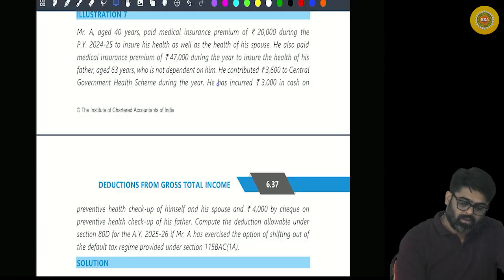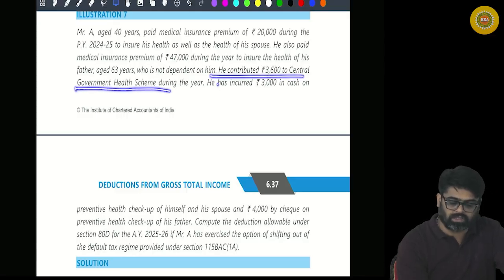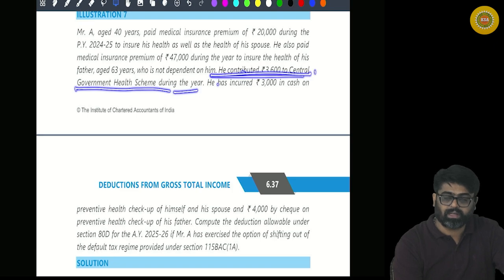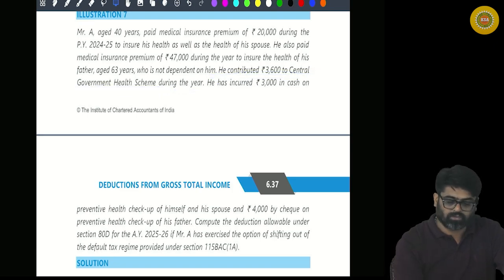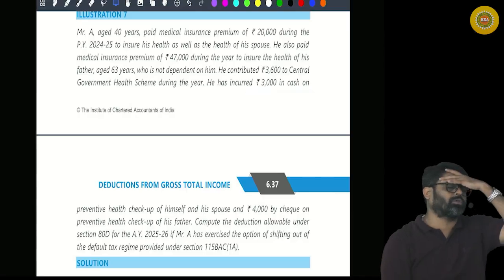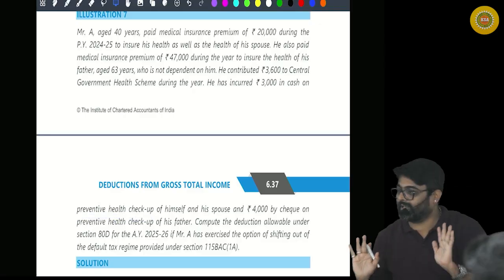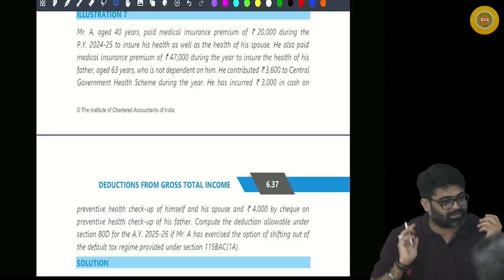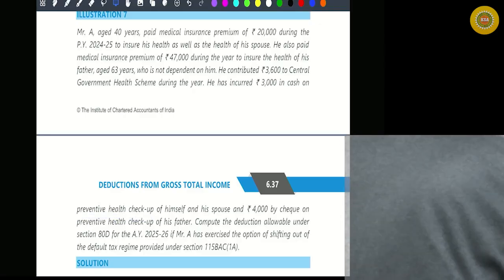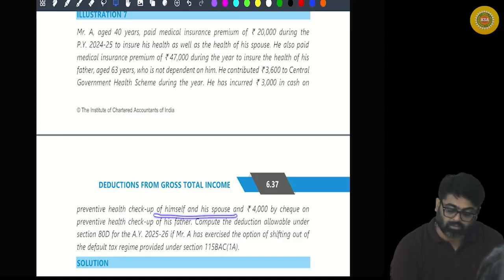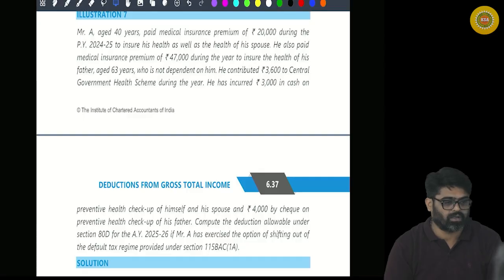Getting my point? Now he contributes 3,600 to CGHS during the year. This is assumed to be contributed for himself and his family, so this will qualify. He has incurred 3,000 in cash. But wait, it was preventive health checkup. Then it is okay. Preventive health checkup in cash is also okay. Understanding or not? For himself and spouse. And 4,000 by cheque on preventive health checkup of his father. 3,000 plus 4,000?